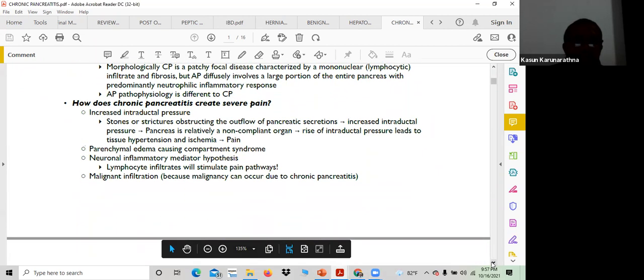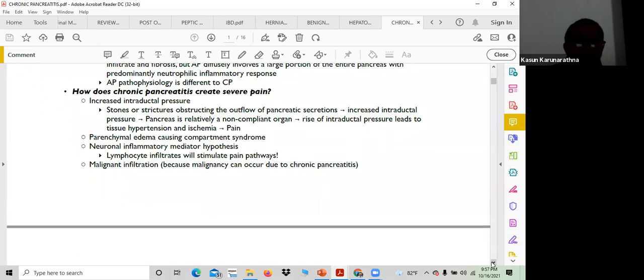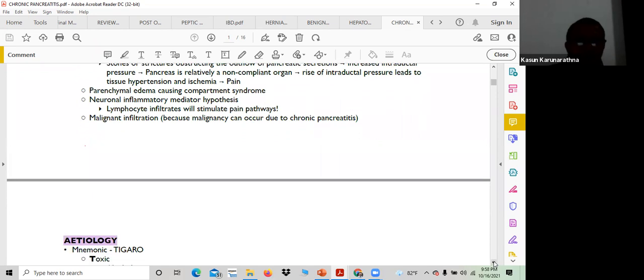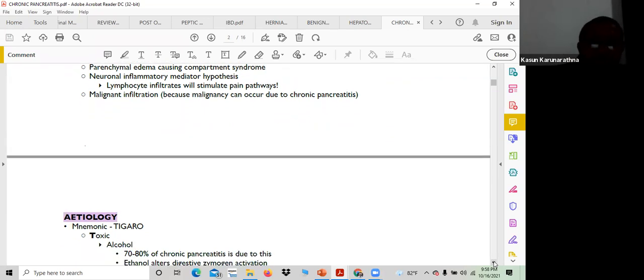Chronic pancreatitis causes severe pain due to increased intraductal pressure, parenchymal edema, and neuronal inflammatory mediators. Chronic pancreatitis is also a risk factor for pancreatic CA, because if there's ongoing chronic inflammation in any tissue compartment, it's a risk factor for development of malignancy. So if they develop malignancy in a chronic pancreatitis picture, they get severe pain.